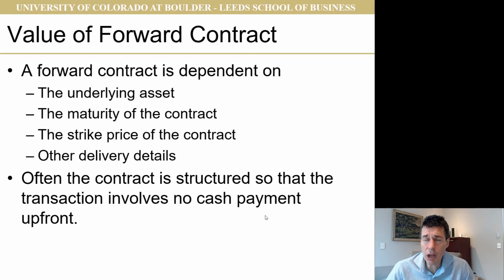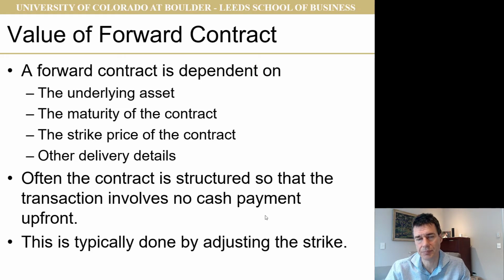Often, not always, but often, the contract is structured in such a way that the transaction involves no cash payment up front. And the way this is done is you negotiate all of the other details and leave the price until the end. So imagine, go back to that British pound example, right? The current exchange rate was 1.31. Let's say we're the company and we agree to pay $5 for every pound. That's a really terrible contract, right? Because we're paying way too many dollars per pound.